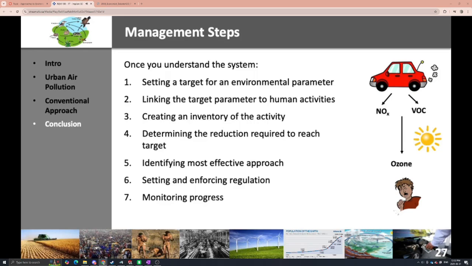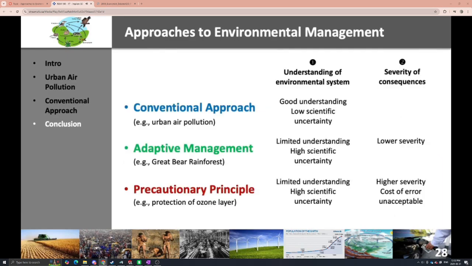After that, you determine what reduction is required to reach your desired target and how to achieve that in the most economical way. Once you have a good plan for reaching your goal, you create the necessary regulations and infrastructure for enforcing them. And once that is underway, then you need to continuously monitor the conditions to ensure that your intervention is actually producing the desired results. Once you have reached the objective, then you can dismantle your system and you can move to the next environmental problem that requires attention. I hope this has given you a good overview of the conventional environmental management approach that's commonly applied when problems are relatively simple and well understood. We used urban air pollution to illustrate this approach, but there are many, many other examples.